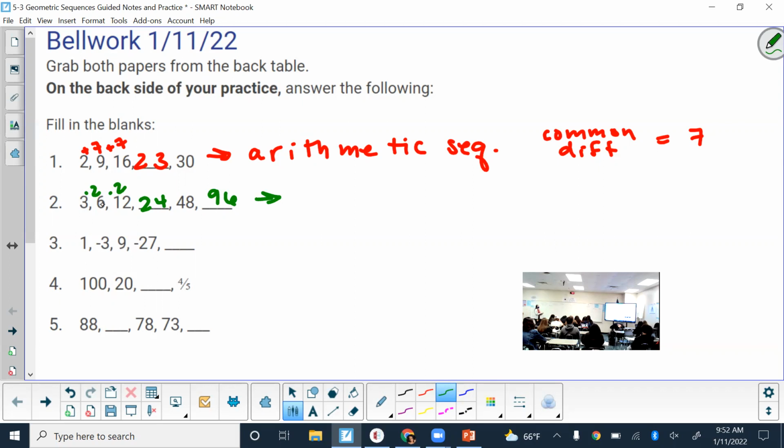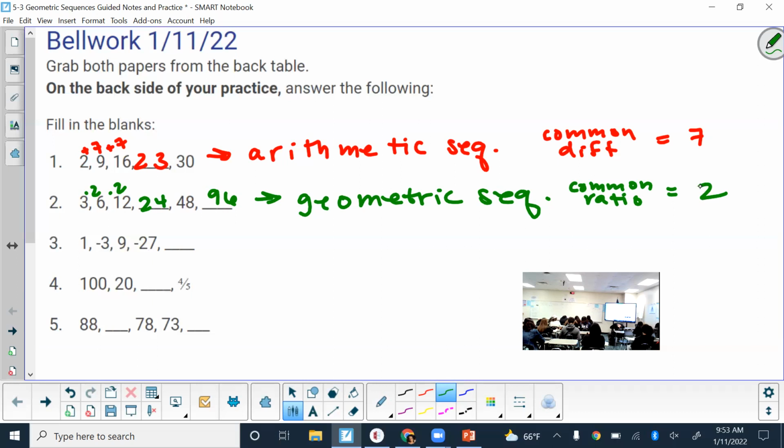All right, so when you are multiplying each time to get to the next number, those will be our geometric sequences. So just write that in. When you have to multiply each time to get to the next number, those are geometric sequences. Instead of a common difference, we call it common ratio. We're not adding each time, we're multiplying each time. So since we're multiplying by 2 each time, our common ratio is 2. Makes sense? Any questions?